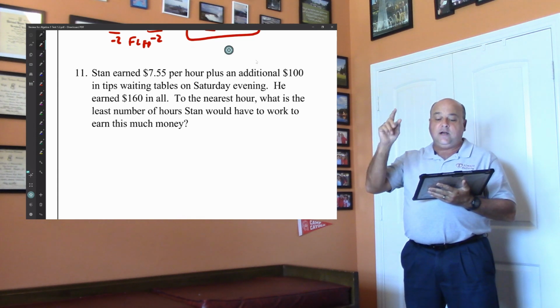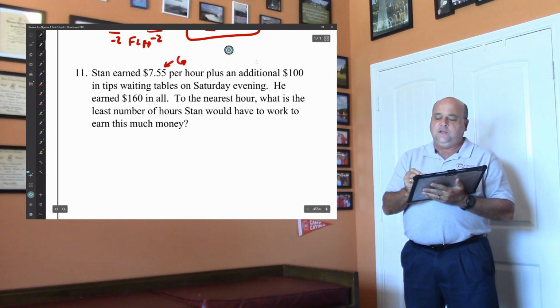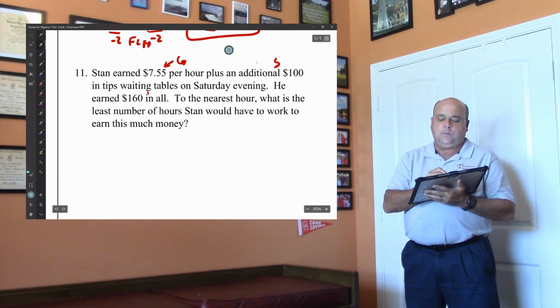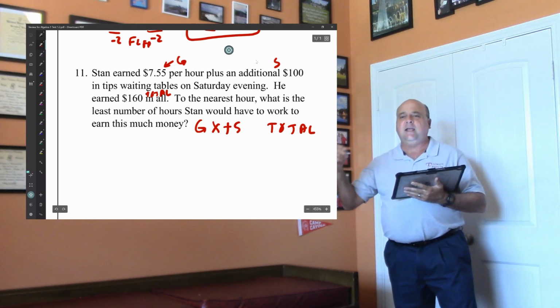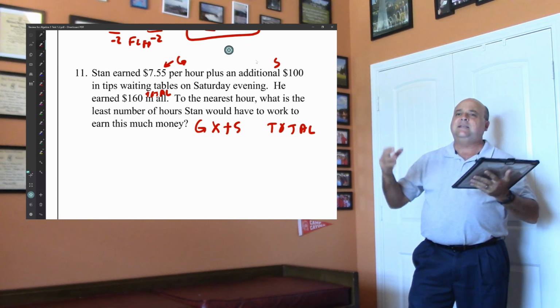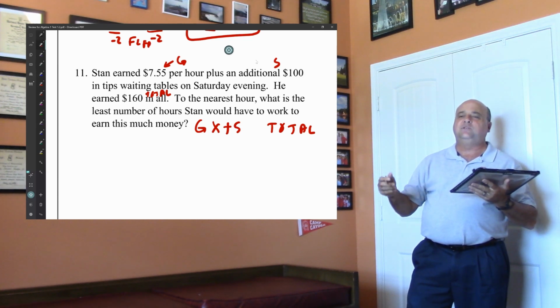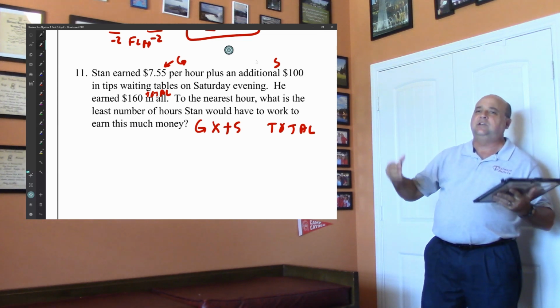So we do not know how many hours he worked, but we know our growing number. This would be our starting number, and this would be the total. So basically, you're going to do gx plus s and total. The g is the growing number, the s is the starting number, and the t is the total. So that's an easy way to set these problems up. Most of your Algebra 1 problems are going to be gx plus s and a total.